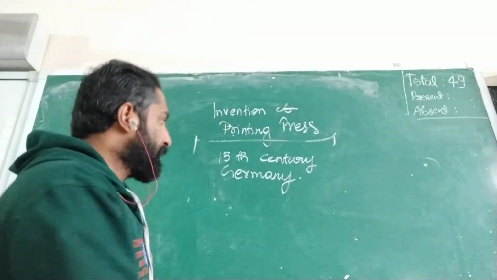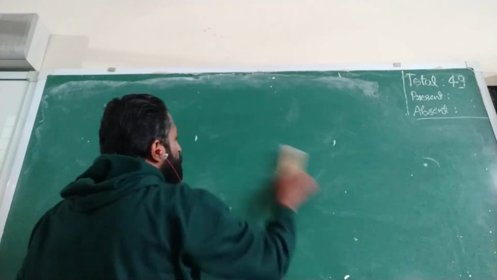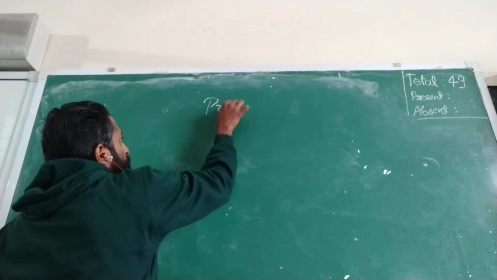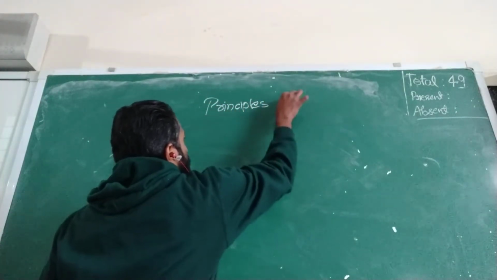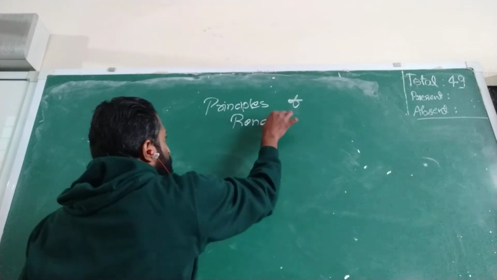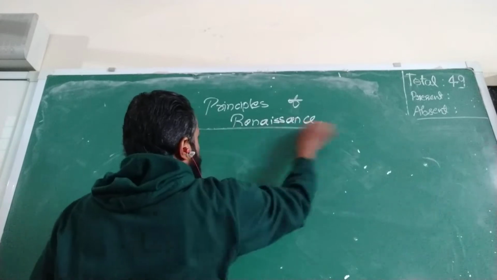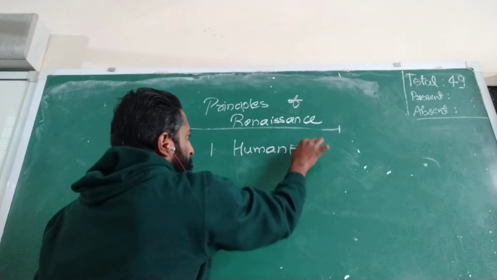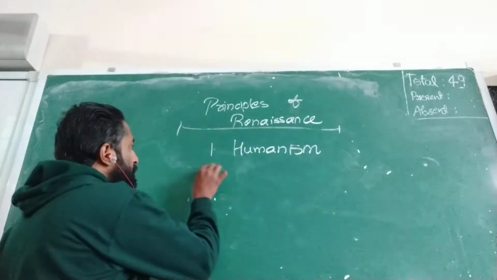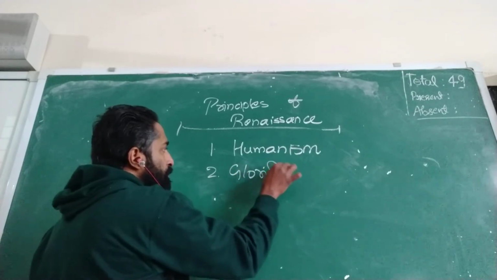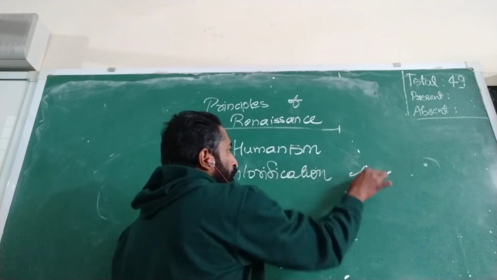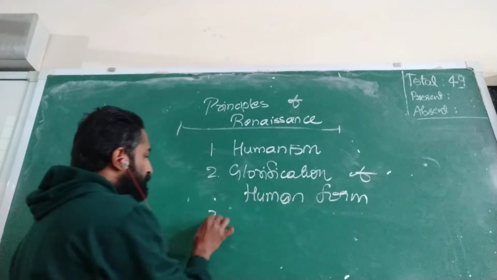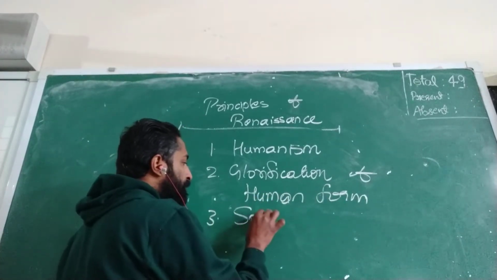Now we move on to the next topic, that is, what are the principles of Renaissance? There are 3 of them. The first one is humanism. Second is the glorification of human form. The third is the spirit of inquiry.